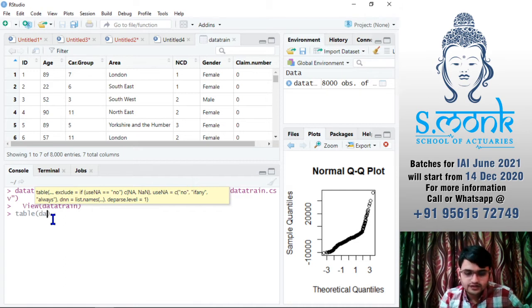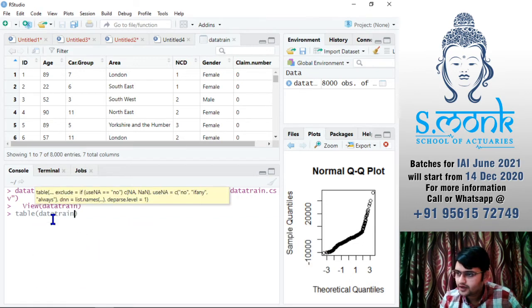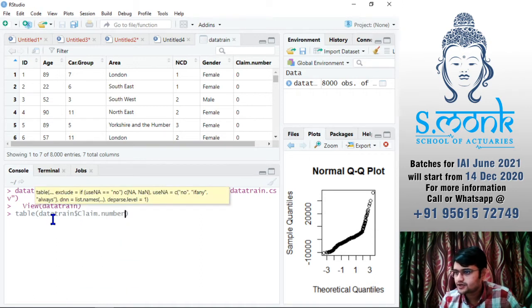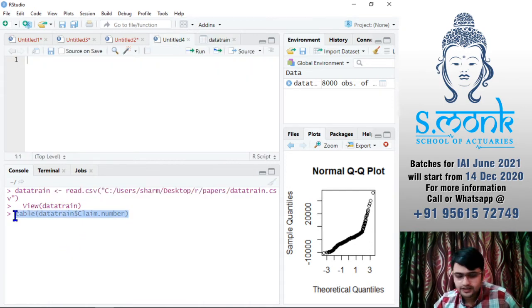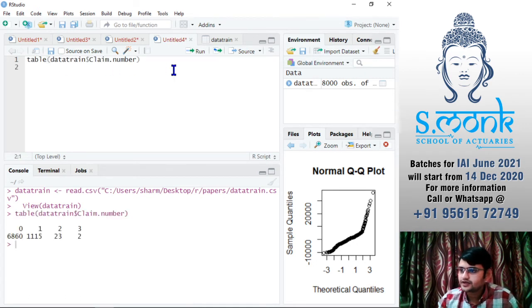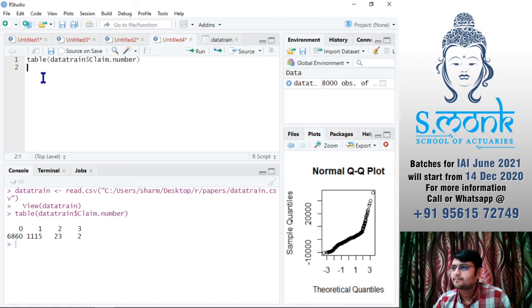Let's say data train, I have this data train here, dollar, and I have this claim number. So I should actually write it here rather than writing it here. Table, control enter, and this is my table. I can even write that in my answer. This is the table representation.